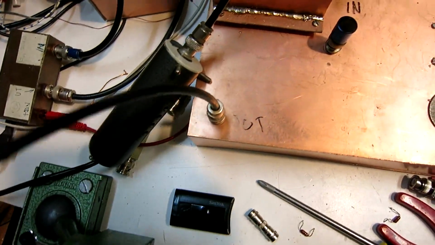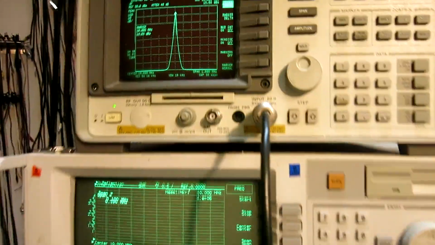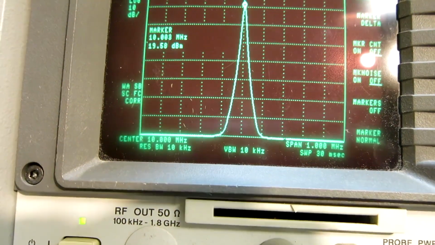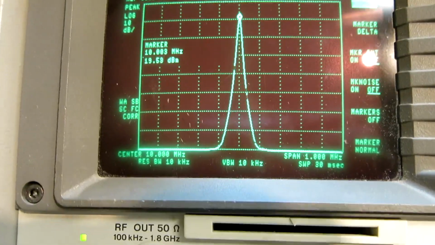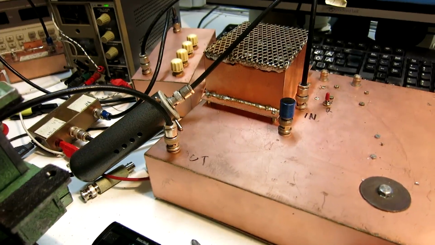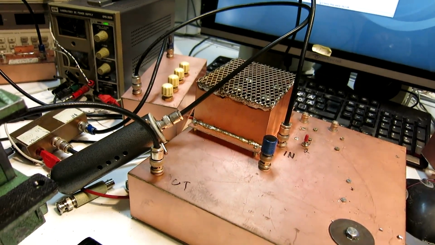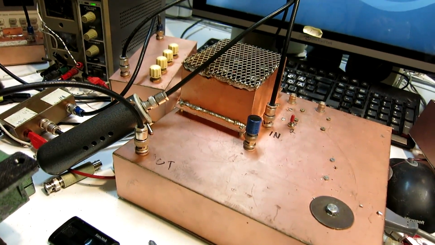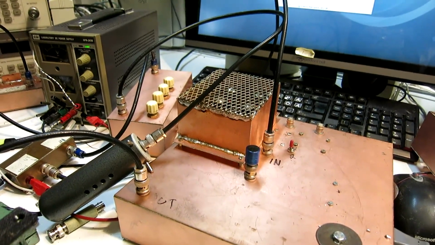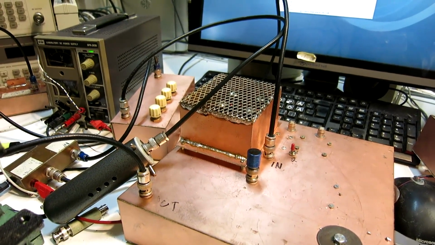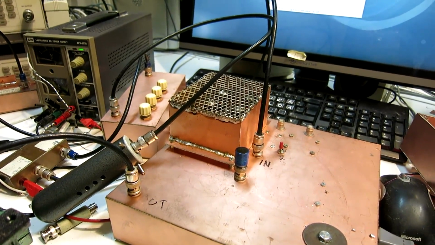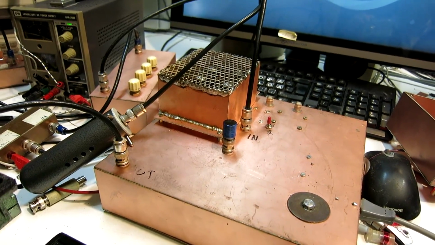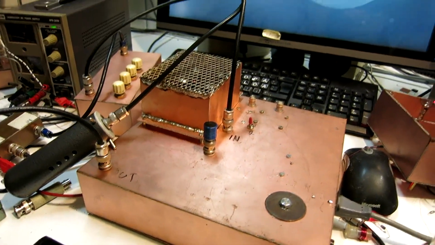I'm looking at the output of the tube amplifier on the spectrum analyzer, and I find that the power level is plus 19.5 dBm. This means that the current noise floor at 50 kilohertz is minus 191.5 dBc per hertz. And part of it is due to the analyzer, I mean the notch filter, and part of it is due to the amplifier.